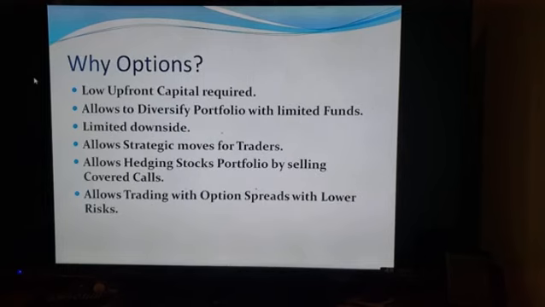Now this is a very important and very interesting slide. Why options? Why do you want to do options at all? Why not stick to stocks? Low upfront capital is required, as you can understand very clearly. For buying 100 shares of any stock, for example Apple, you need $13,000. If you want to buy an option contract, maybe April or March, you just need to pay maybe $700 for that contract. Today Apple is trading at 127.